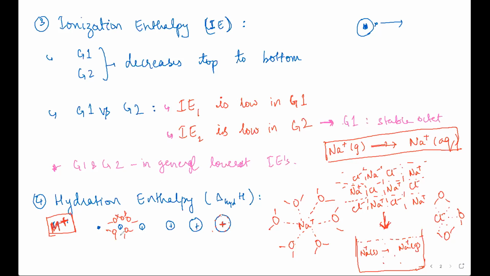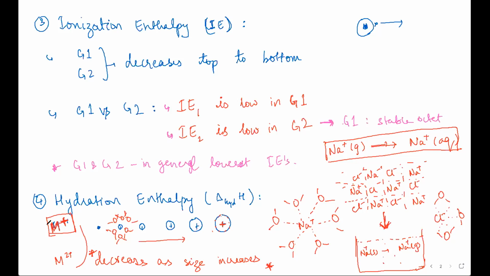Okay. So the hydration enthalpy of lithium is maximum, and it decreases as you go from top to bottom in a group. And it is the same in the case of group 2 elements also. Hydration decreases as size increases. So be it group 1 or group 2, this is the logic, this is the trend. Hydration always decreases as size increases.